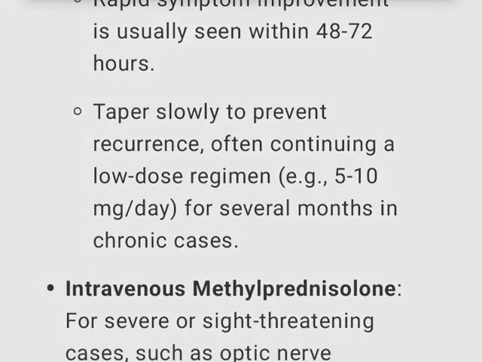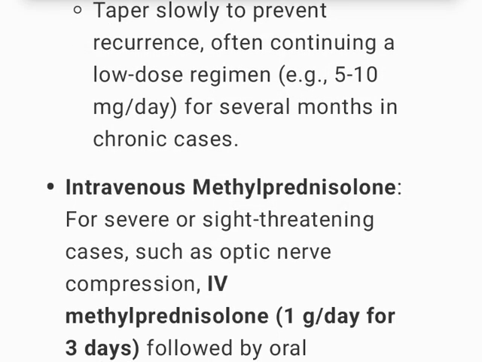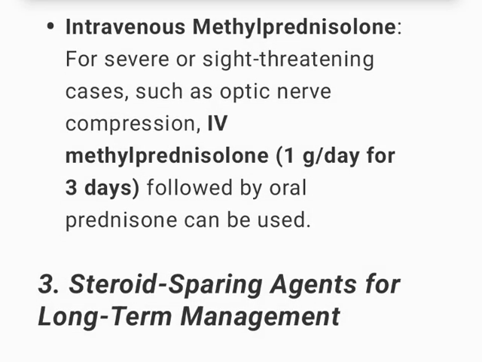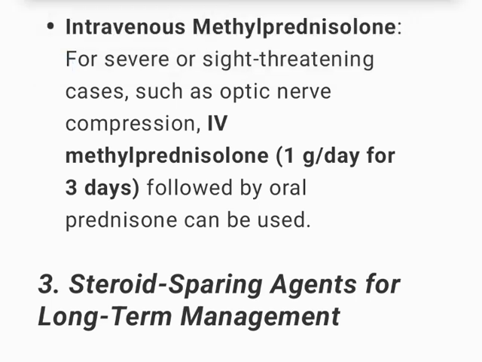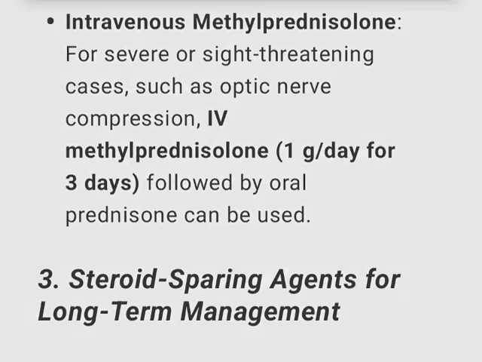Taper slowly to prevent recurrence, often continuing a low-dose regimen, e.g. 5 to 10 milligrams per day, for several months in chronic cases. Intravenous methylprednisolone. For severe or sight-threatening cases, such as optic nerve compression, IV methylprednisolone, 1 gram per day for 3 days, followed by oral prednisone can be used.